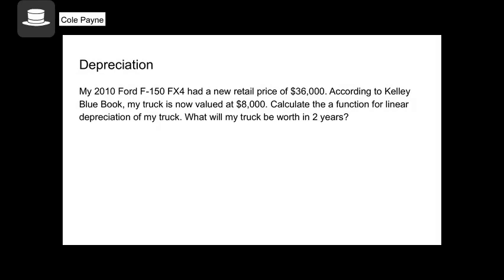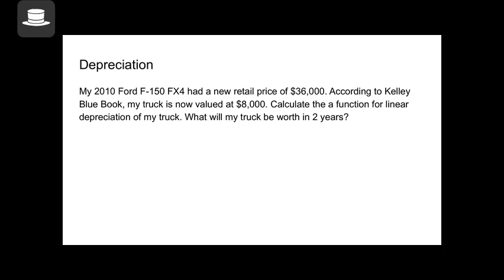Okay, so here's an example of a linear depreciation. My 2010 Ford F-150 had a retail price of $36,000, and then according to Kelley Blue Book, my truck is now valued at $8,000. So let's calculate the function for linear depreciation of my truck.